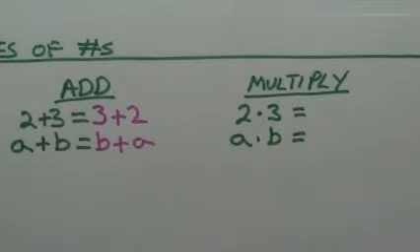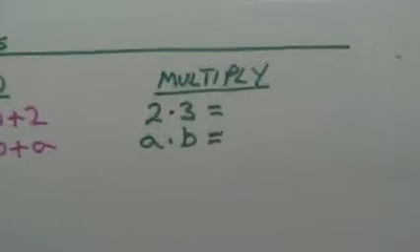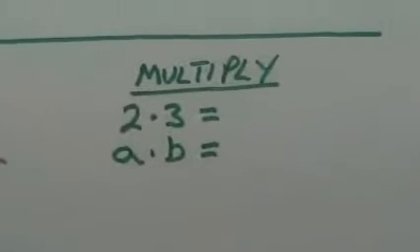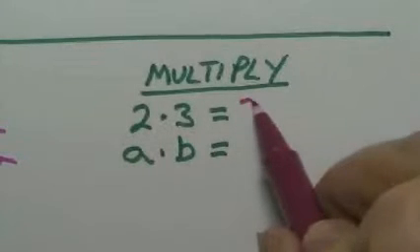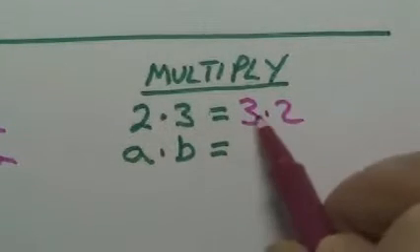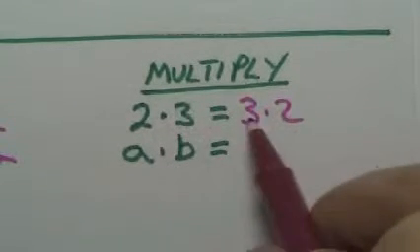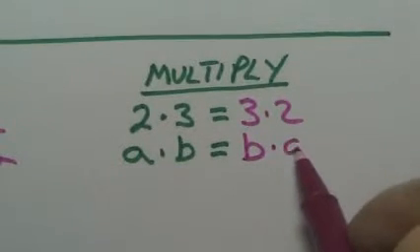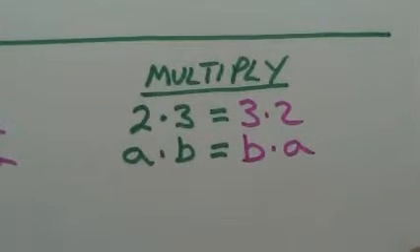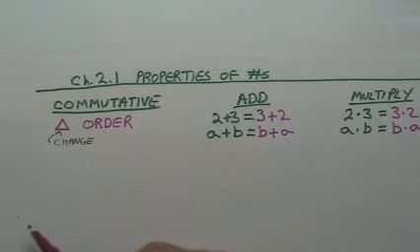Okay, now let's try multiplying. So 2 times 3, that's the same thing as 3 times 2. I'm changing the order, but this is 6 and that is 6. They're equal, but I just changed the order. A times B will be the same as B times A. I just changed the order. So remember, commutative means to change order.